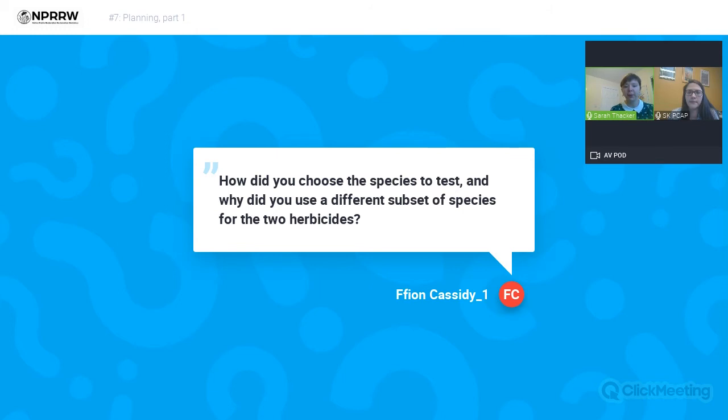And we used a different subset because, for one of the sterilants, there was already a bit more species information on it. It had more species tested historically. And so we just put fewer species into that one, basically.